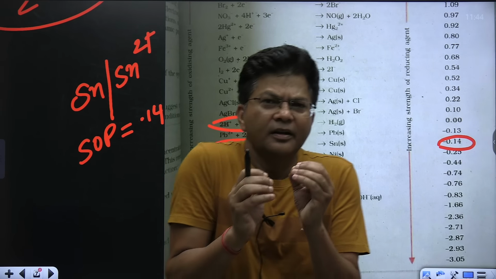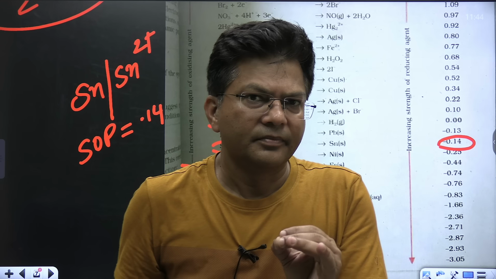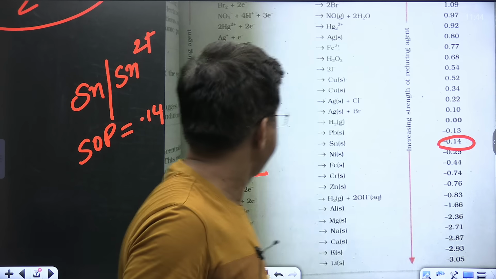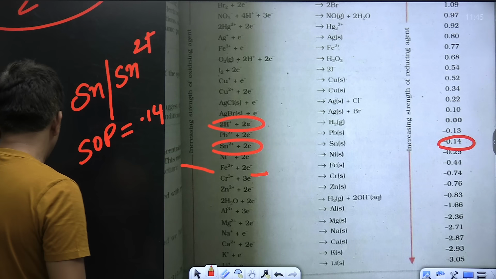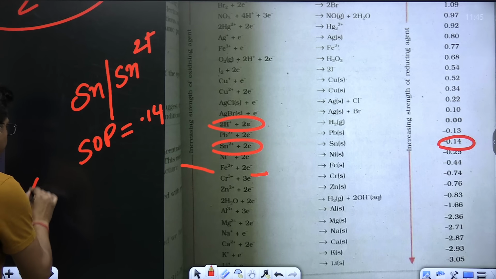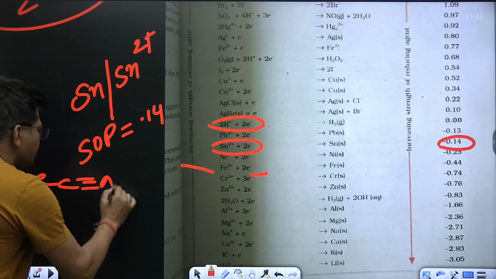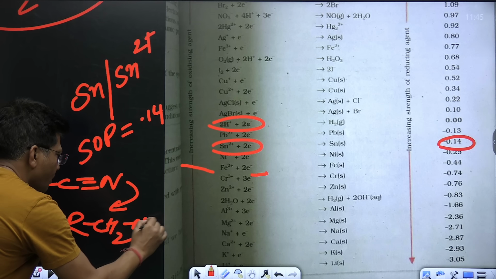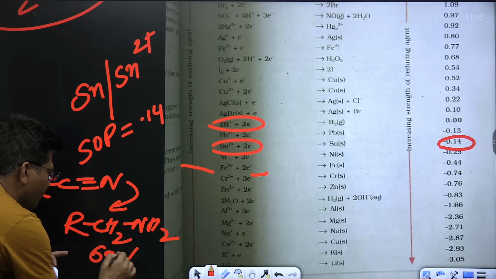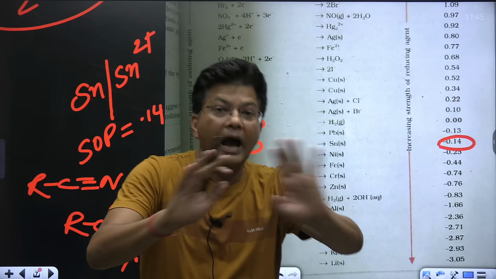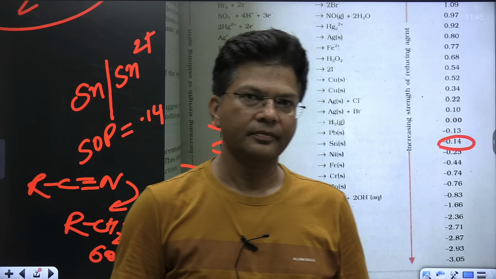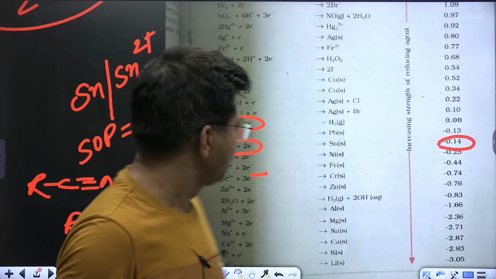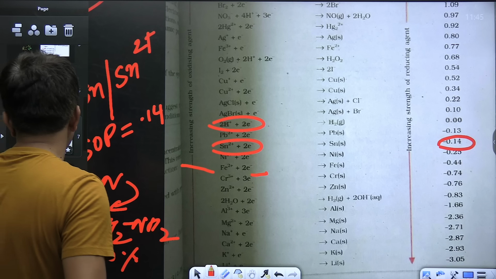That means it will convert cyanide into primary amine, but the yield is 60%. Definitely it will convert your cyanide RCN to RCH2NH2, but the yield is 60% only. But the examiner has not said anything about the yield. First let me prove this, then I will talk about the rest of the things.